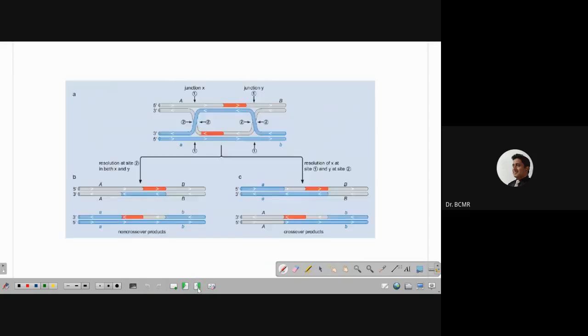We have learned about how to resolve it. It can be done on site 1, where you're cutting these two strands, then it is site 1. If you're cutting the internal ones, that is called site 2. We have also learned what is a non-crossover product, or splice, or patch product. We have also learned about what are crossover products or splice products.